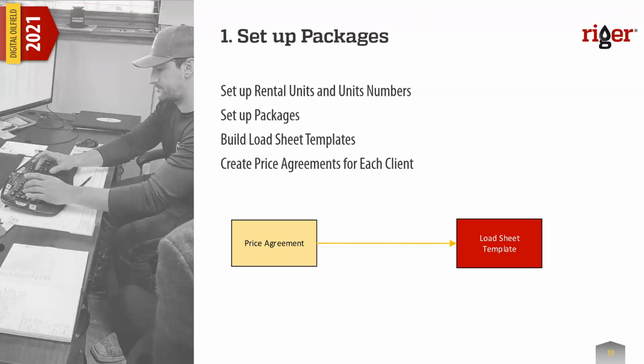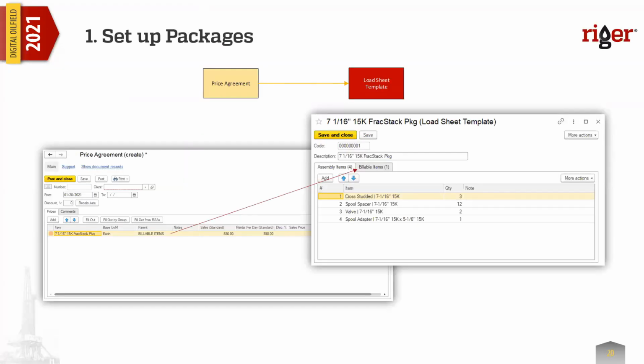So step number 1 is to set up your packages or assemblies of equipment. You pre-build the load sheet template and you add billable items to the price agreement with this customer. These are examples of how these documents look in the system, but we've seen that already: you just open the billable items tab in the load sheet template, add the billable item there, and repeat the same billable item in the price agreement with a particular client.